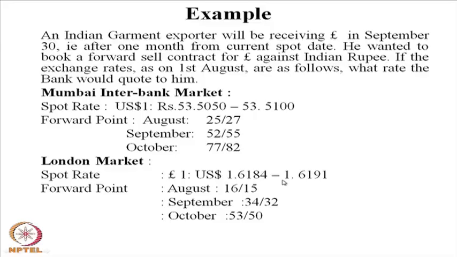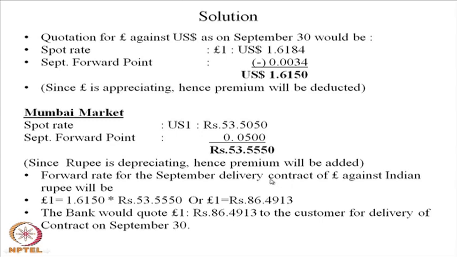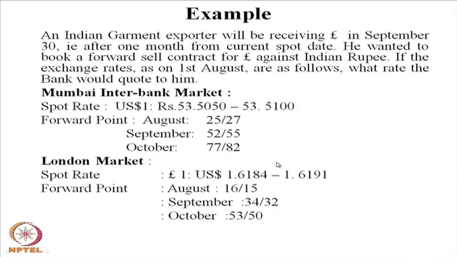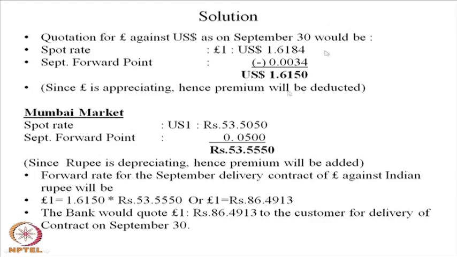So, you have to add the September 30th premium or discount. If you see the September month premium or discount, 34, 37, 32, that is, the dollar is appreciating. So, you have to deduct that discount. Here you need to deduct 0.0334, and then you will get 1.615. Here the dollar is appreciating against the pound, so you will be getting less amount in September.